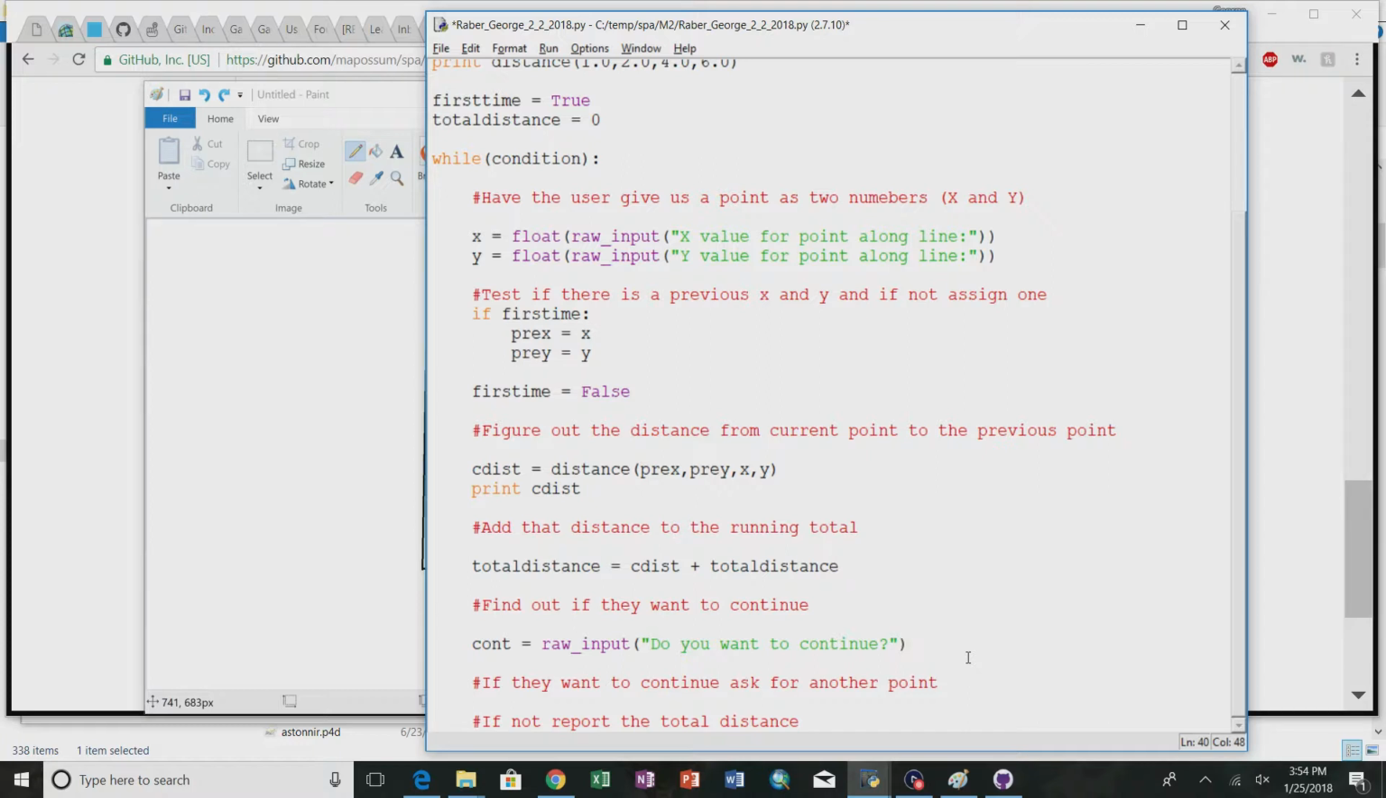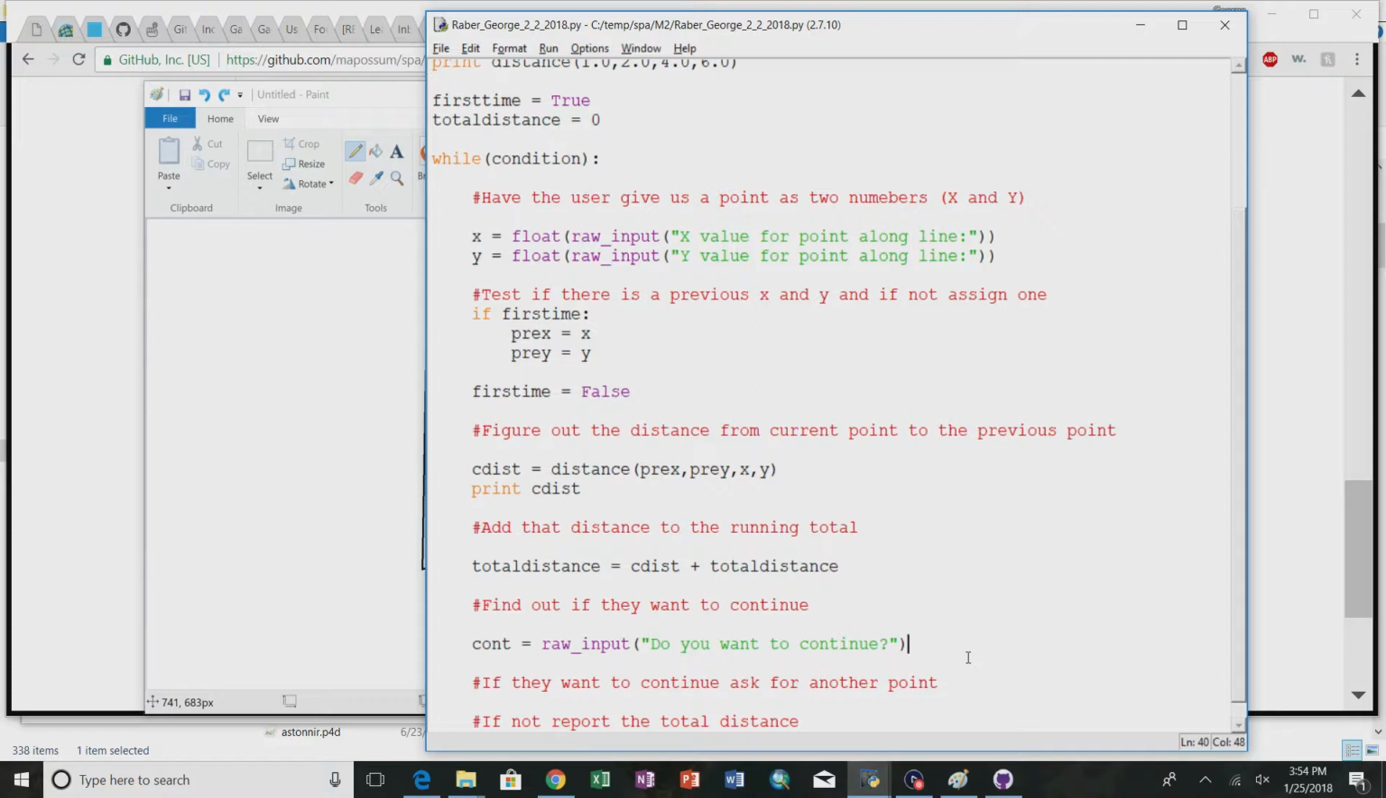All right. And then, if they want to continue, then we need to ask for another point, which means we need to just loop through again. If not, we need to report the total distance. All right? So this is like 90% of the way through the code. So I'm gonna stop there, and I'll upload this example.